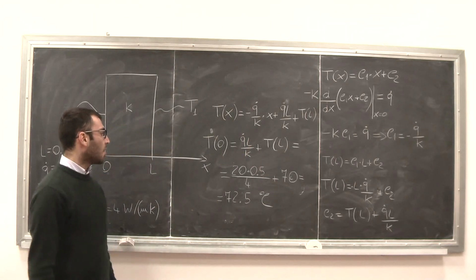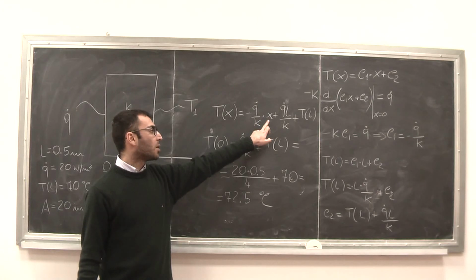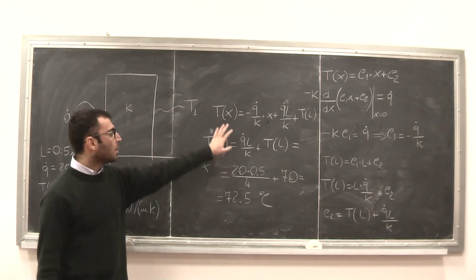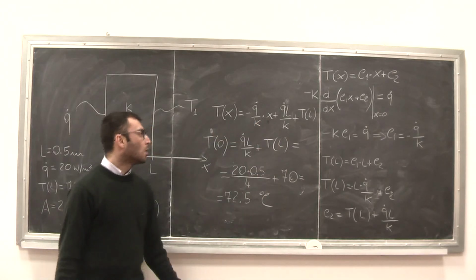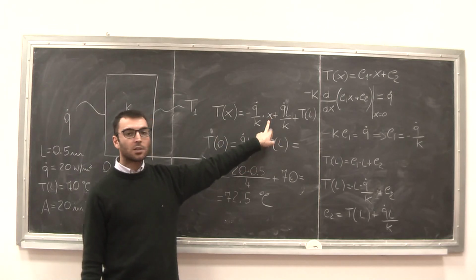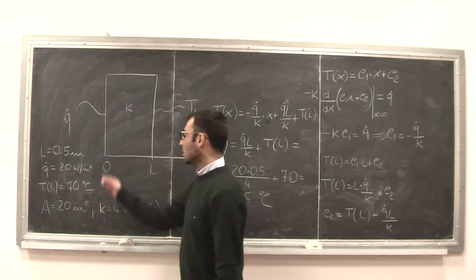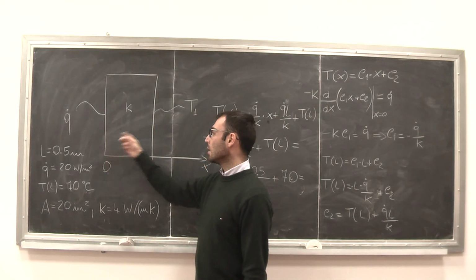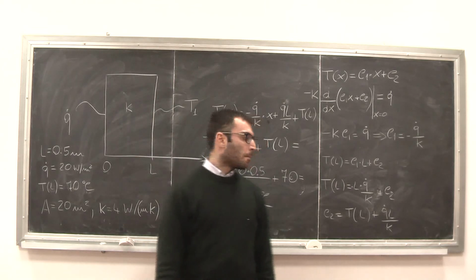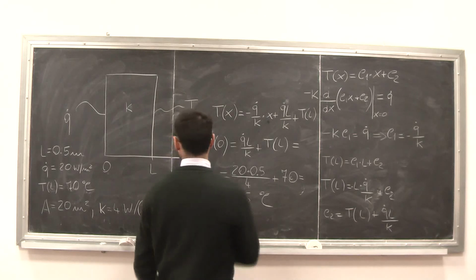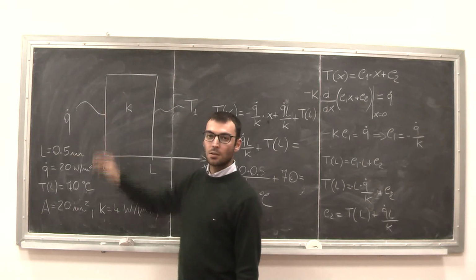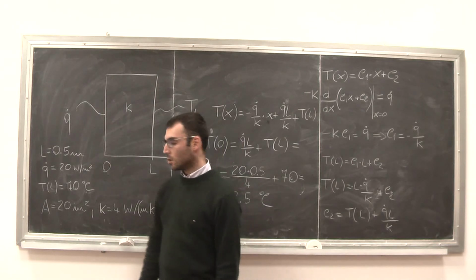This is just an example because we can determine the temperature for every x. But if we focus on this equation, we can notice that the temperature changes linearly as a function of x. So the temperature changes linearly within the plate from 70 here up to 72.5 here in x equal to 0.